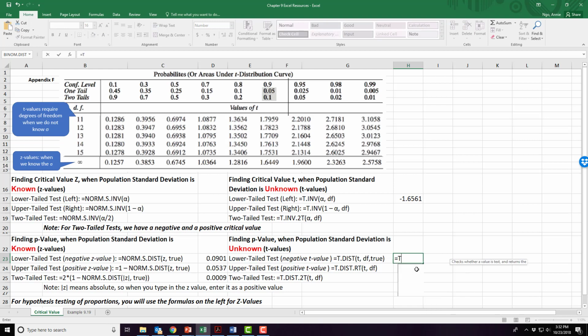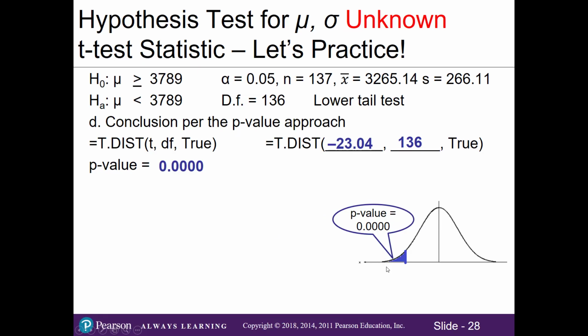equals t.dist, parentheses, the negative 23.04, comma, the degrees of freedom of 136, comma, true, close out, and I get 0.0000. In other words, that p-value that we have for this particular test statistic is very small. I can go out more decimals and see how small, but at 4 decimal places, you know it's tiny. We're good. So what does this mean?